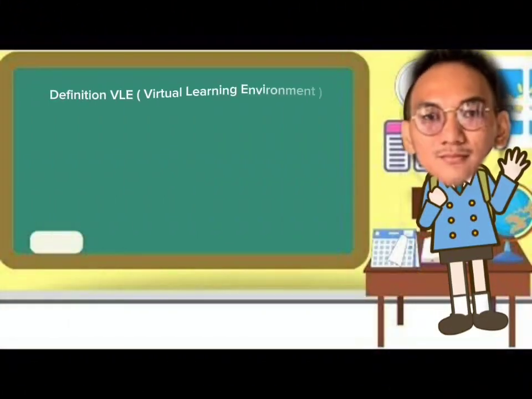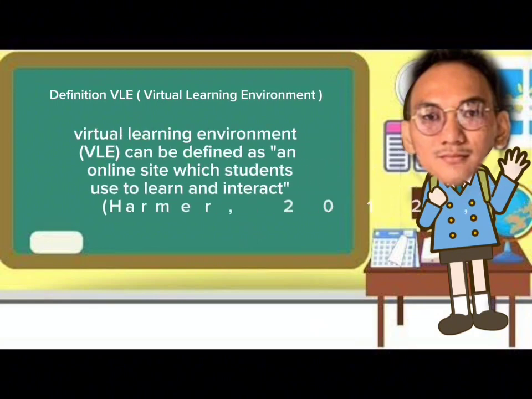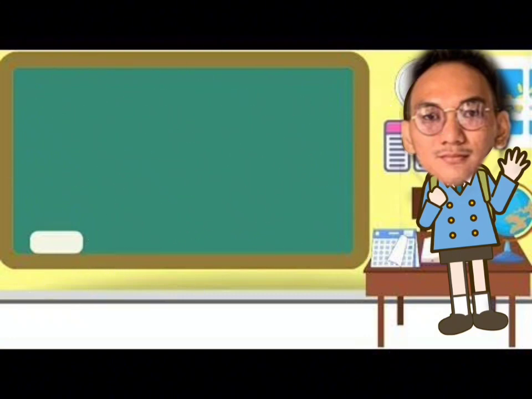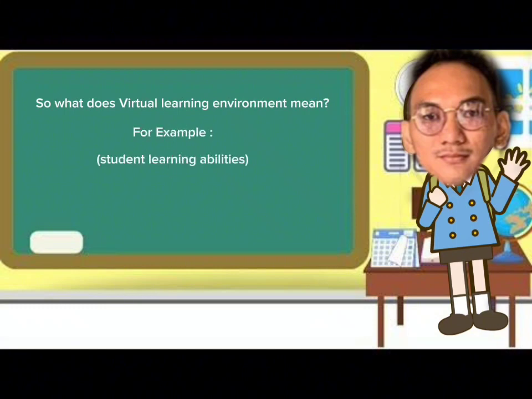Definition: VLE, Virtual Learning Environment. A virtual learning environment can be defined as an online site which students use to learn and interact. In other words, it is a collection of teaching and learning instruments used to develop, for example, first, students' learning ability by using computer and material in the learning process.